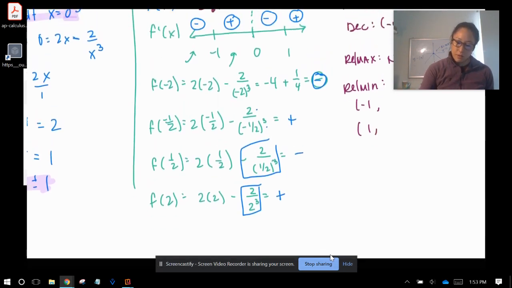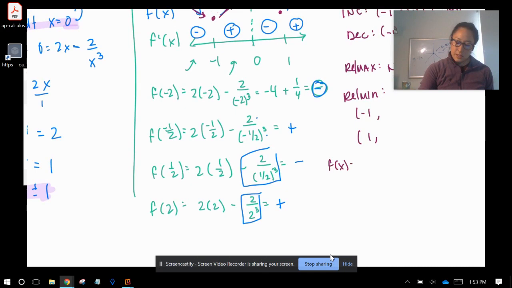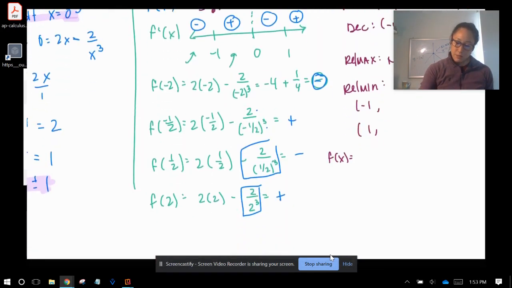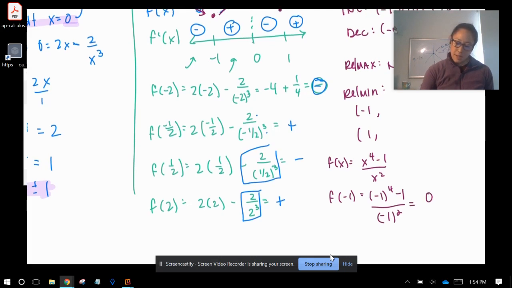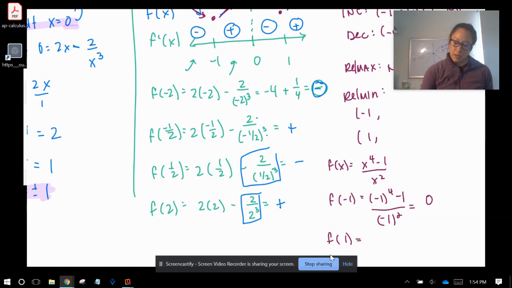And then I have to find my corresponding y values. So f of x is equal to x to the fourth minus 1 over x squared. I'm going to find f of negative 1, which is negative 1 to the fourth minus 1 over negative 1 squared. Looks like I get 1 minus 1, which is 0. Okay? And then f of 1 would be 1 to the fourth minus 1 over 1 squared. So 1 minus 1 is 0 over 1, which gives me 0. So I have relative minimums at negative 1 comma 0 and 1 comma 0.